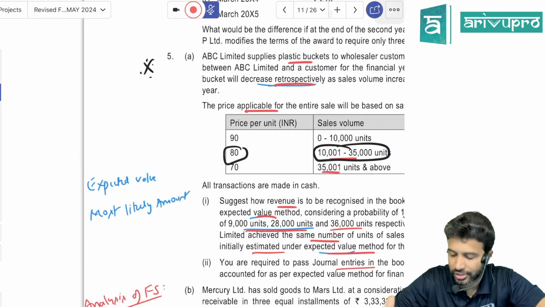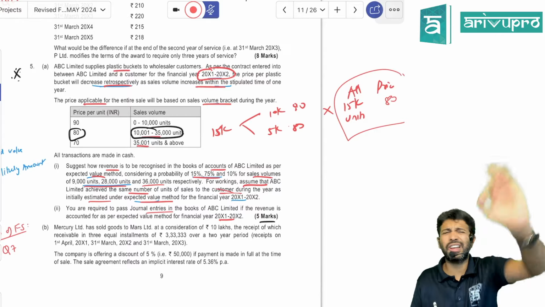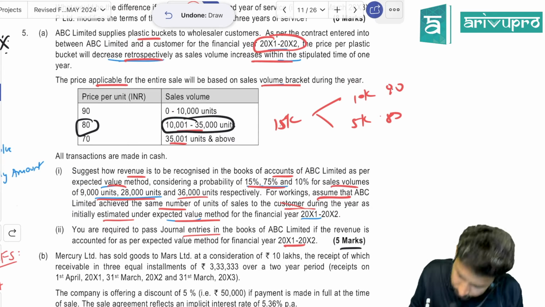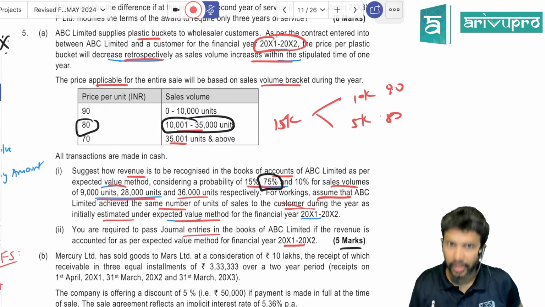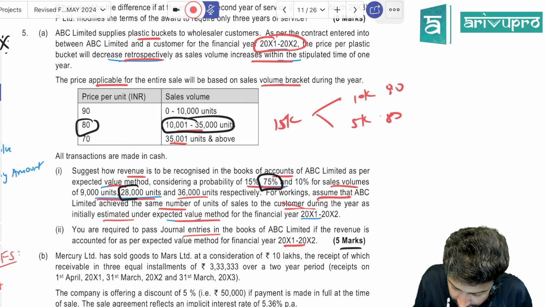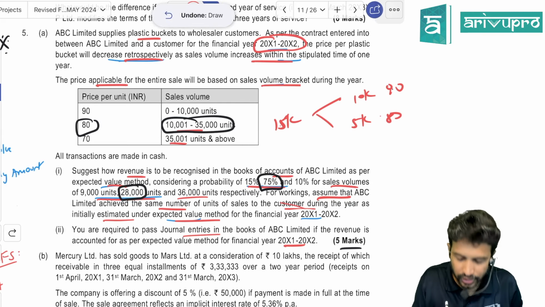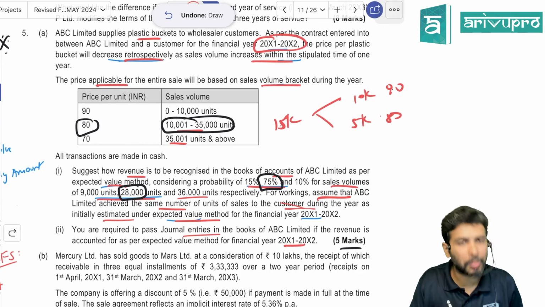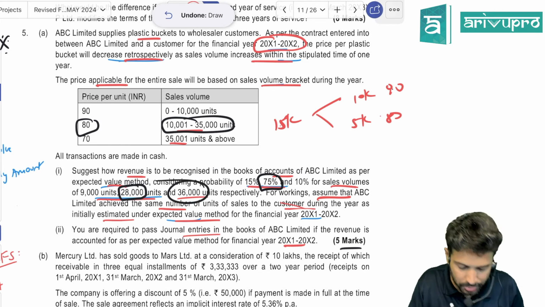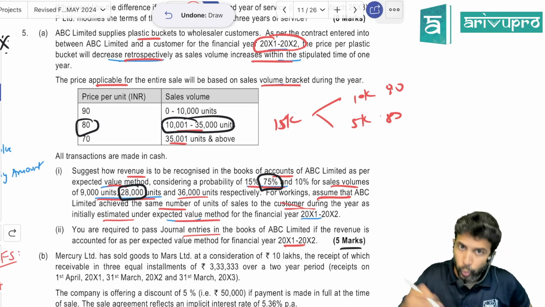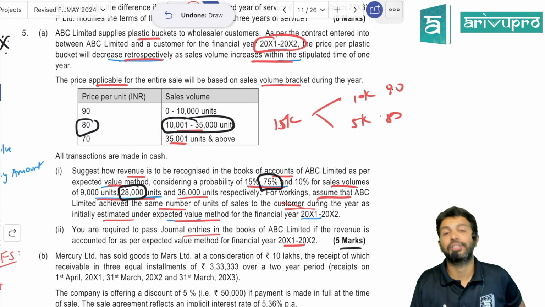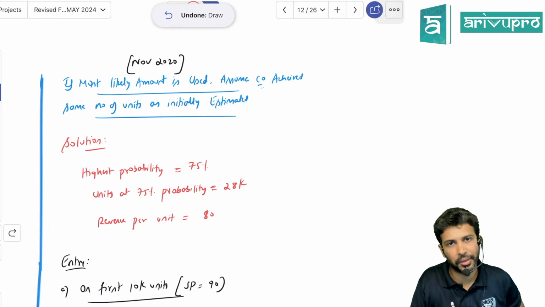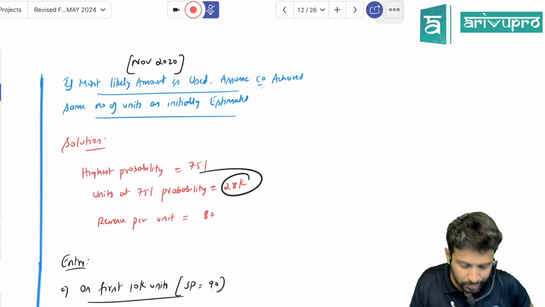Now how does the most likely amount basis work? Check, sir. We have been given 3 probabilities. Most likely amount works on the highest probability basis. Now we have 3 probabilities: 15, 75, and 10. Which is the highest probability? 75%. There is a 15% chance that the customer will buy 9,000 units, a 75% chance that the customer will buy 28,000 units, and a 10% chance that the customer will buy 36,000 units. Correct? So among these, the highest probability is 75%, and for that the expected sale is 28,000 units.